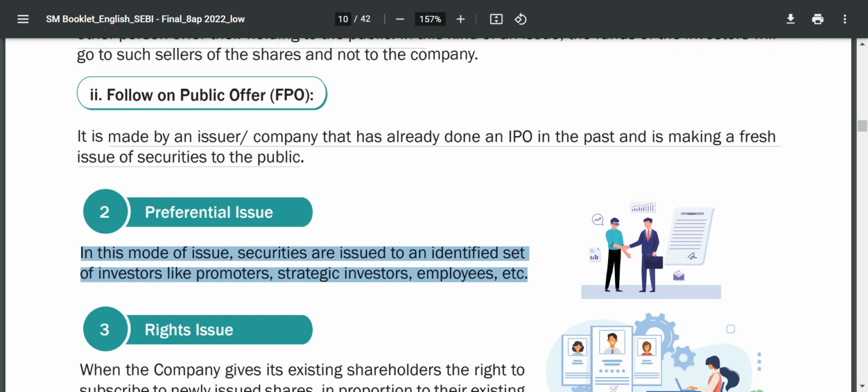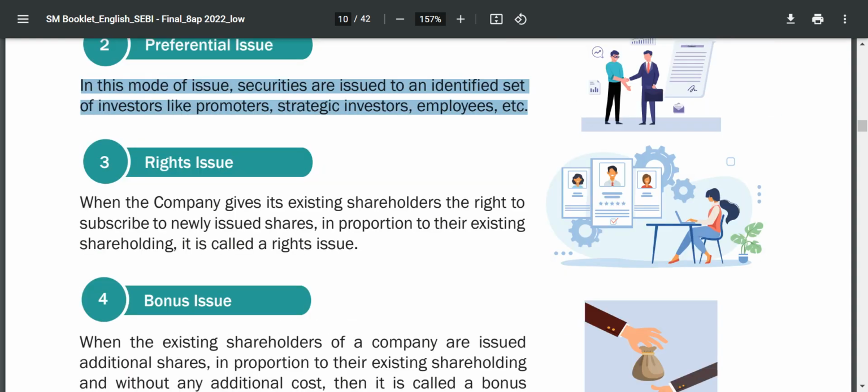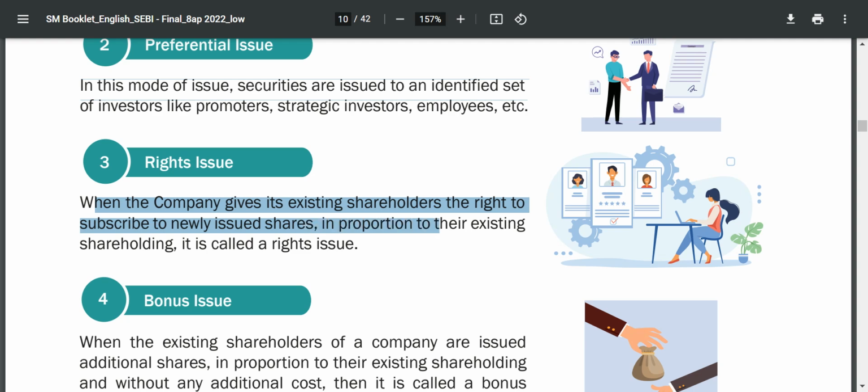Now we are going to talk about rights issues. When the company gives its existing shareholders the right to subscribe to the newly issued shares in proportion to their existing shares, it is called a rights issue.